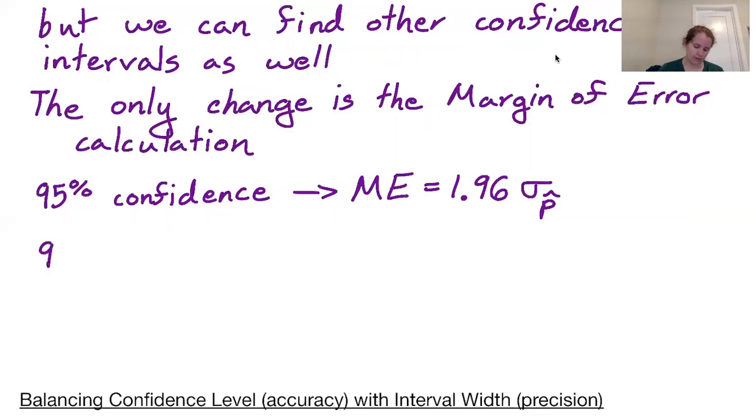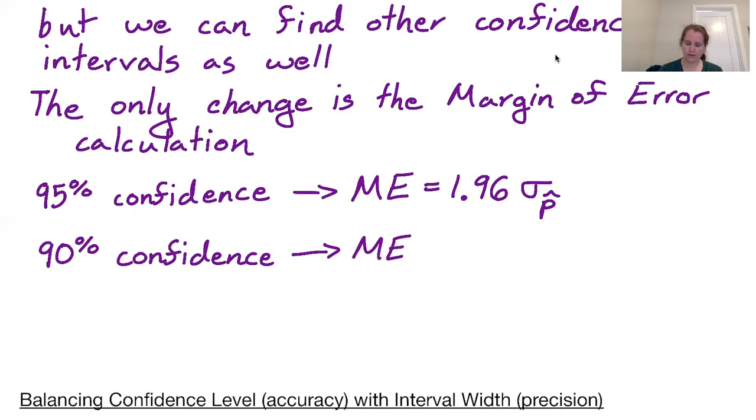We can also do 90% confidence. For 90% confidence, our margin of error is 1.65 times the standard error. So 90% of data in a normal distribution fall within 1.65 copies of the standard deviation.